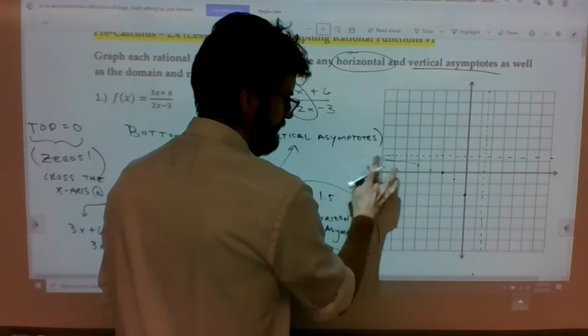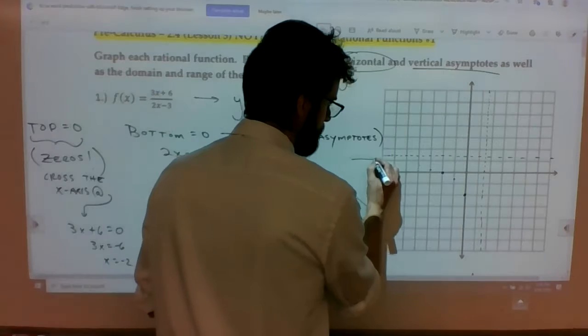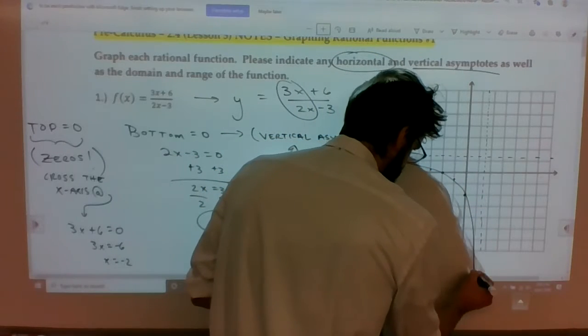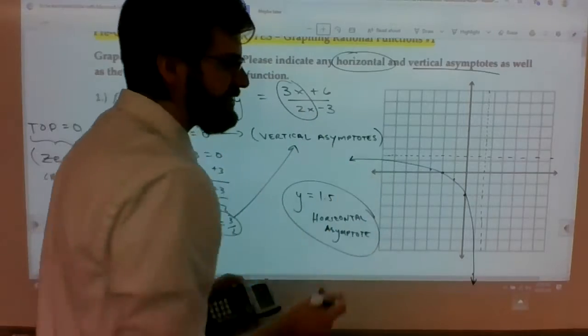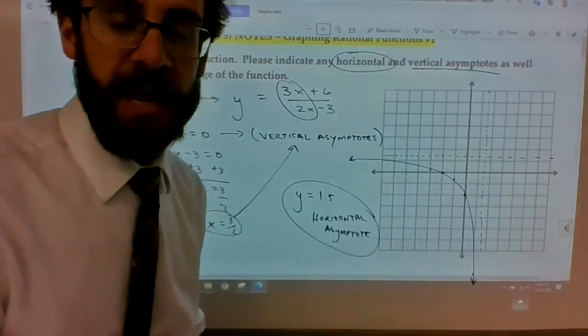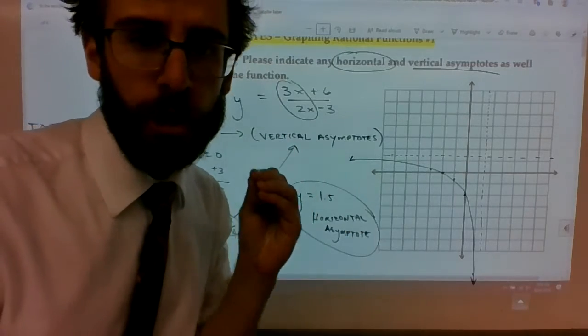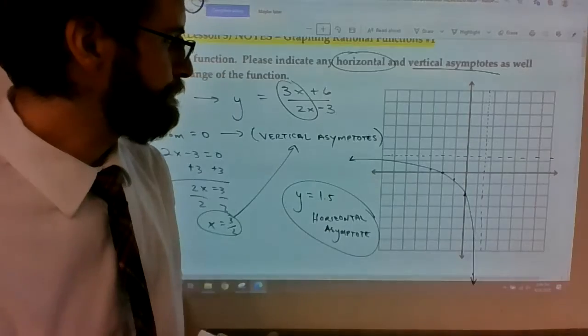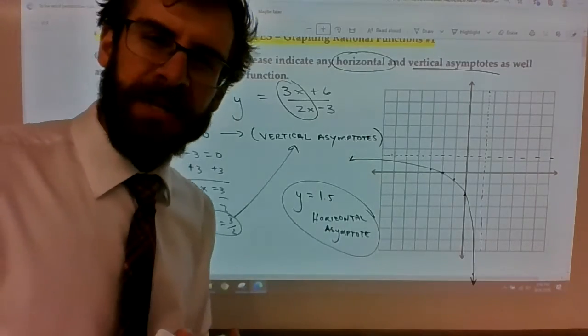Sorry, it's more like this. And then it drops down quick. It's basically bounded by those dotted lines, and they will forever get closer and closer and closer, but never touch them. That's what it means to be an asymptote.